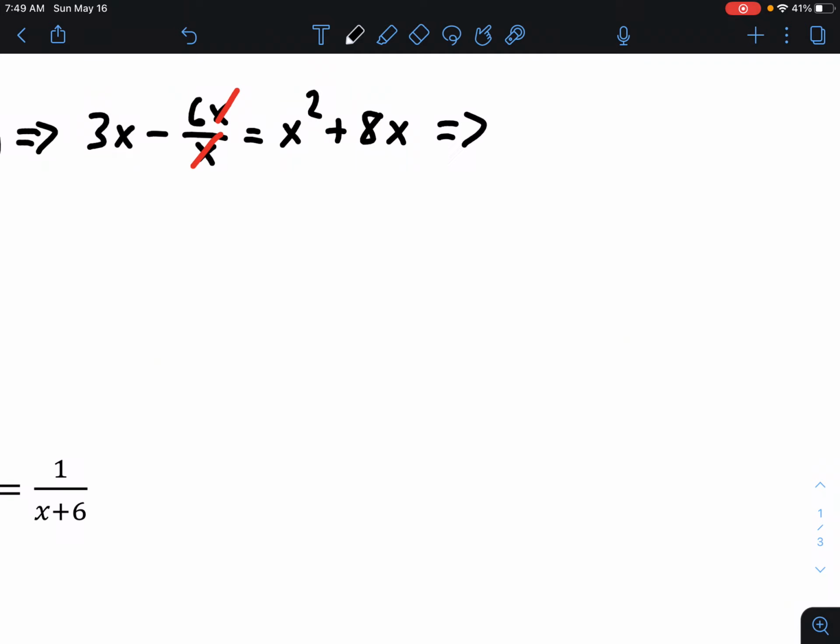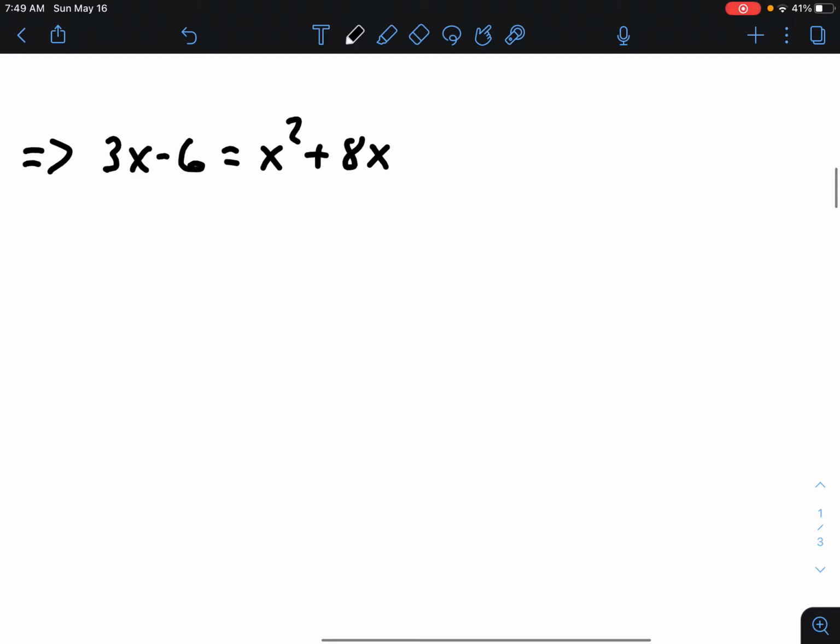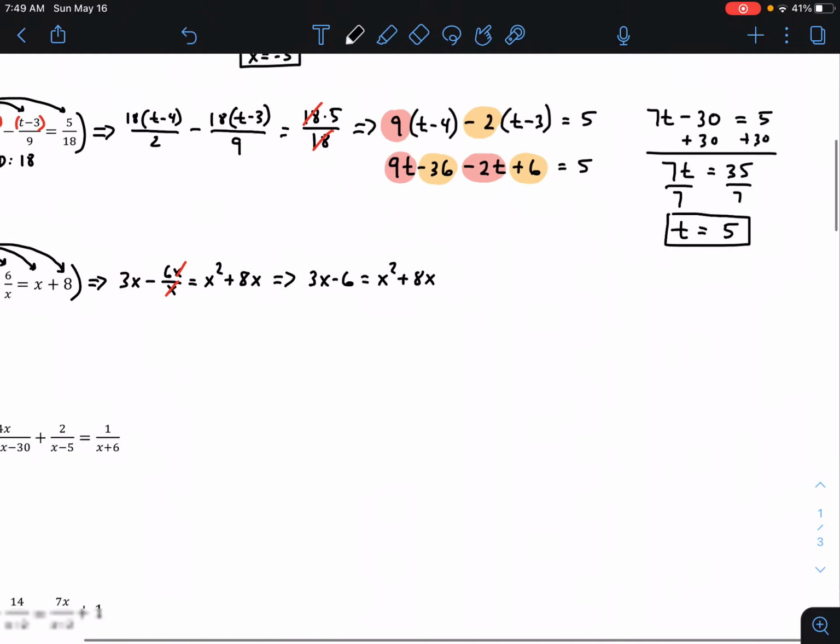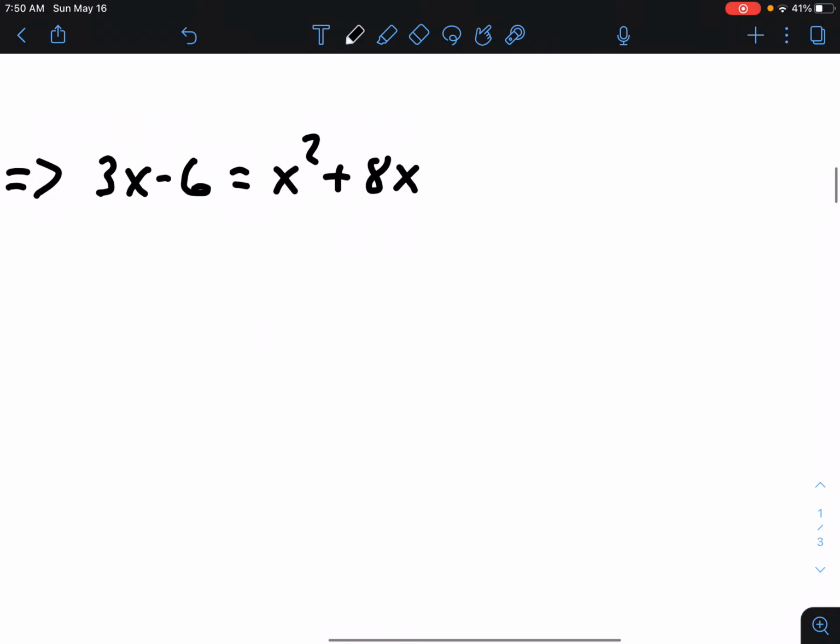Okay, so we end up with 3x minus 6 equals x squared plus 8x. All right, so this one is going to bring back some things that we did in the past, solving a quadratic equation. So what we have to do is get everything on one side of the equation and have it equal to 0.